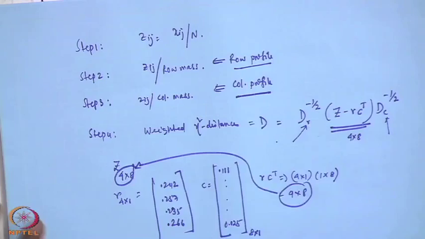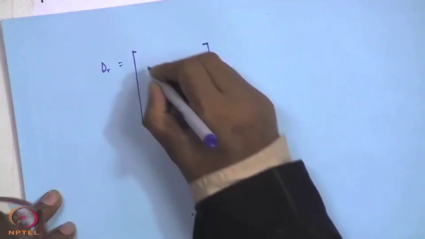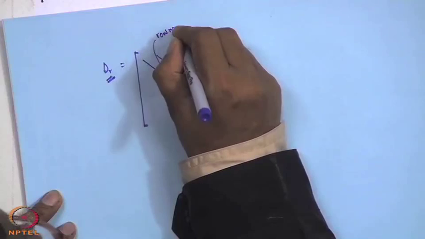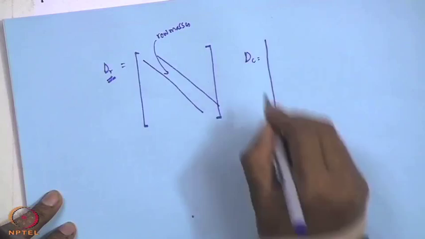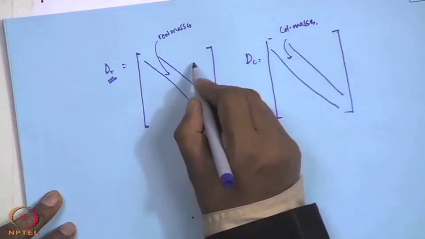Then what is our Dr? You also require to know what is Dr. Dr will be a diagonal matrix where the diagonal elements will be the row masses. And for Dc, it will again be a diagonal matrix, where the diagonal elements will be the column masses. What are the off-diagonal elements? 0 in both the cases.